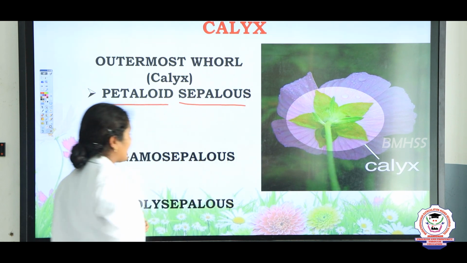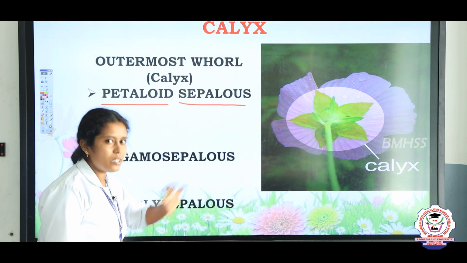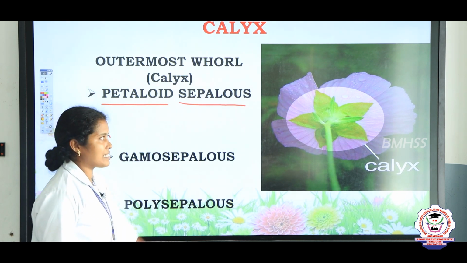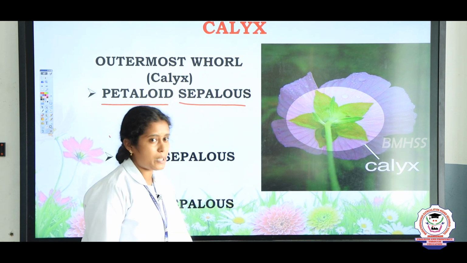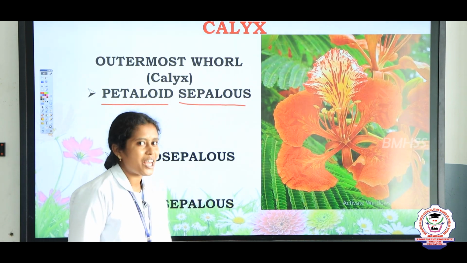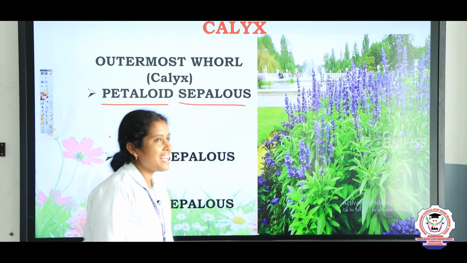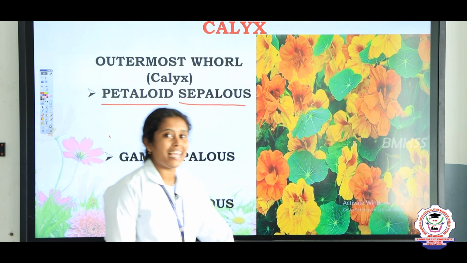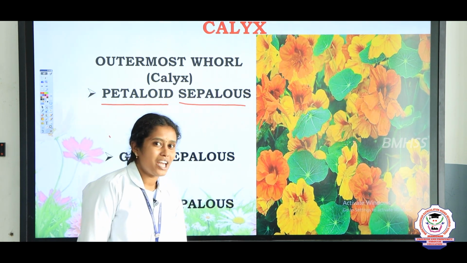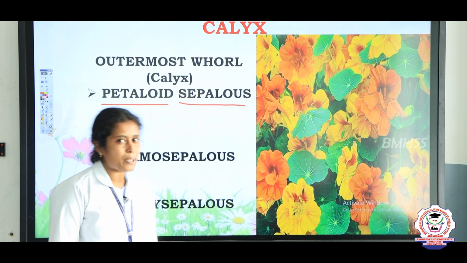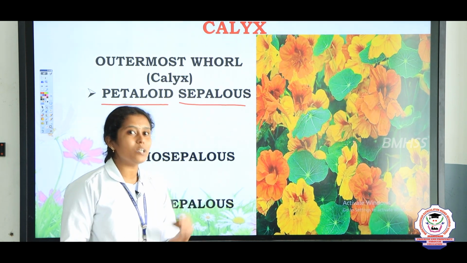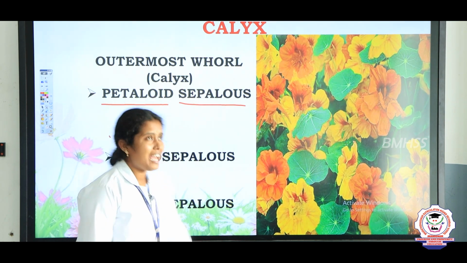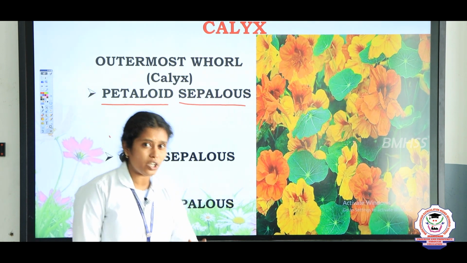Petaloid sepals. In the case of petaloid sepals, the sepals look like petals, so such a type of calyx is called petaloid sepals. And what are the examples of petaloid sepals? See here, this is gulmohar, this one is salvia and this one is nasturtium. These three are the examples of petaloid sepals. So actually, what is meant by petaloid sepals? The sepals look like petals, so it is called petaloid sepals, and these types are based upon the position of calyx.